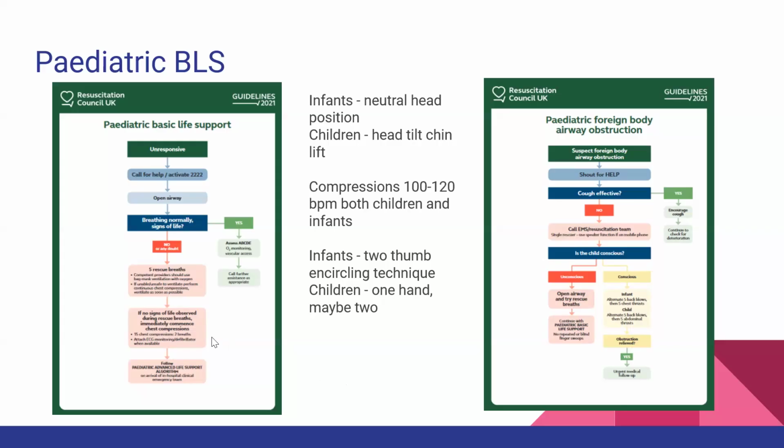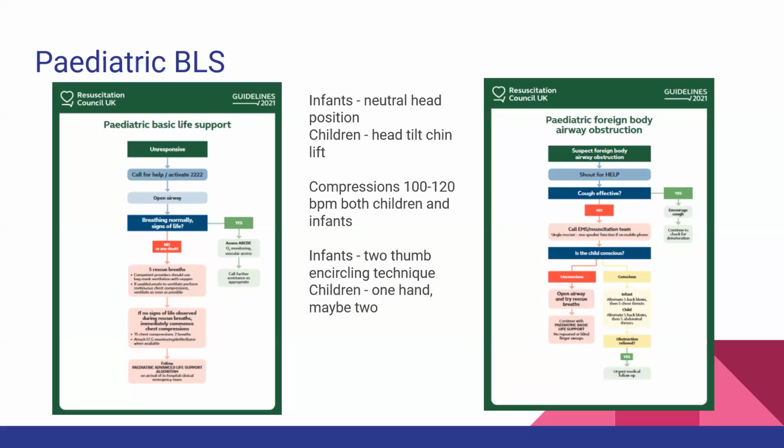The main difference is that it's most likely from a respiratory problem. So you always start with your 5 rescue breaths. And then for that same reason, the proportion of compressions to breaths is different. So you do 15 chest compressions to 2 breaths.